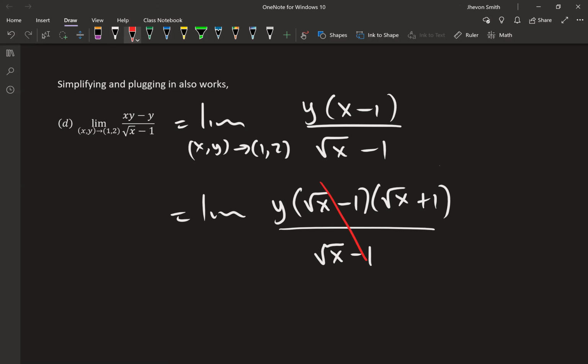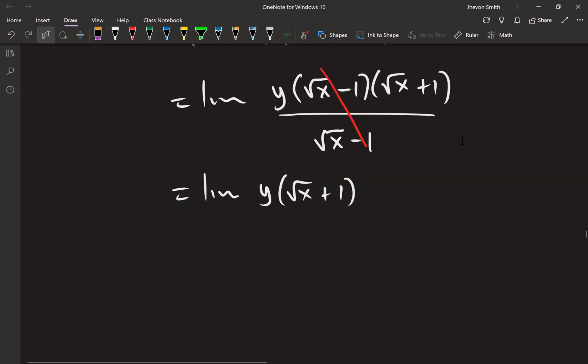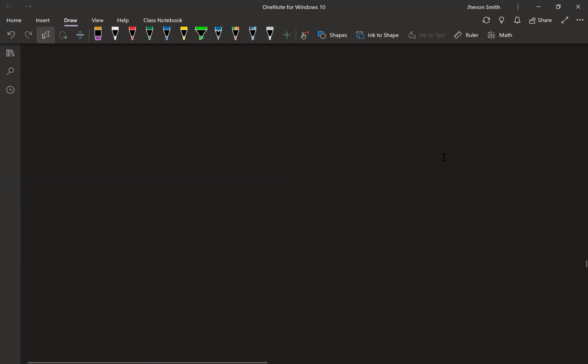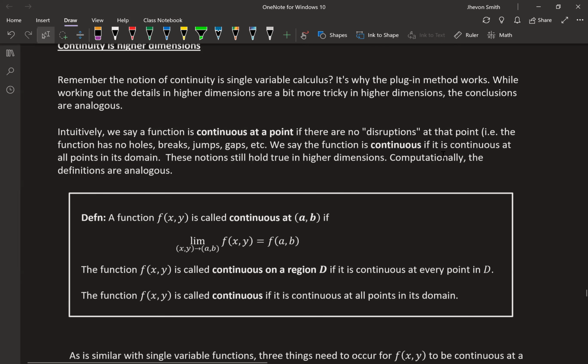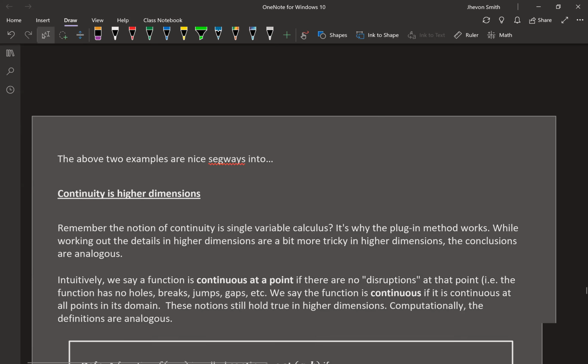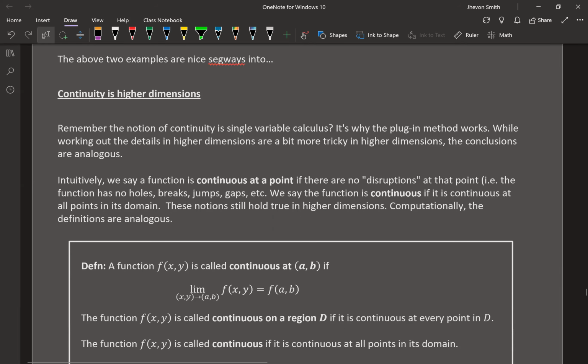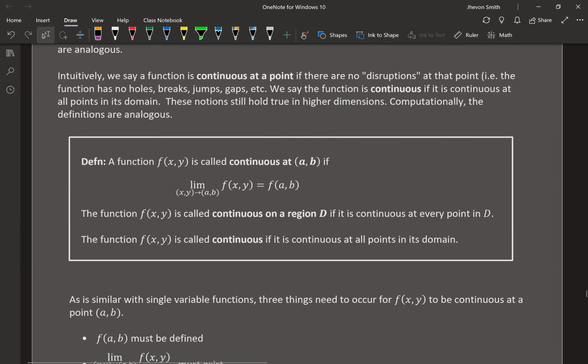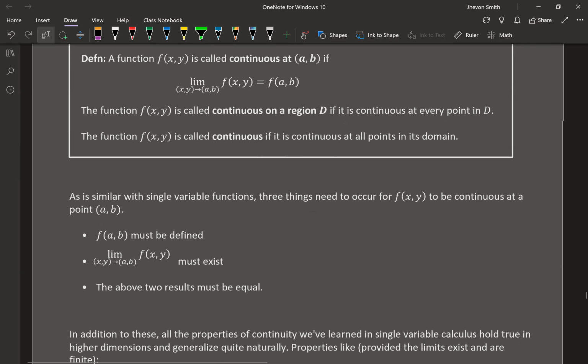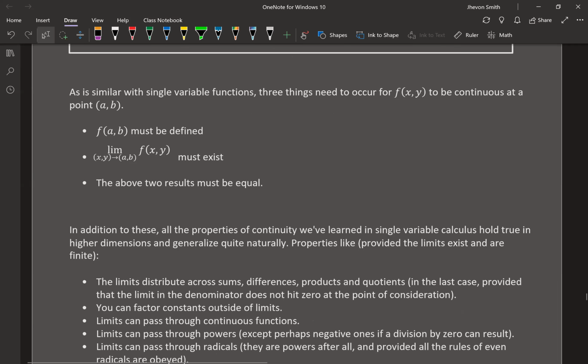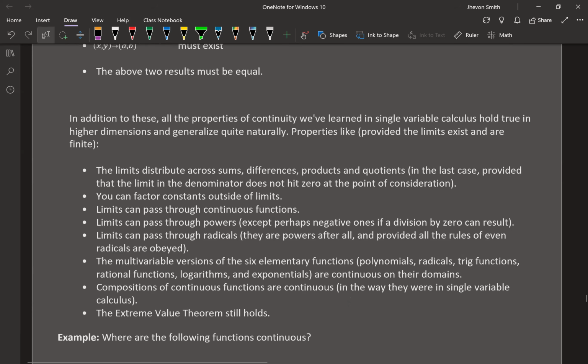So now you just have the limit of y times radical x plus 1, and you're plugging in x goes to 1 and y goes to 2, so the limit here is 4. Now, again, you could potentially do something like the squeeze theorem. You could also do things like switching to polar coordinates, but they would be very much overkill for a problem like this, where it's just difference of squares or plugging stuff in.